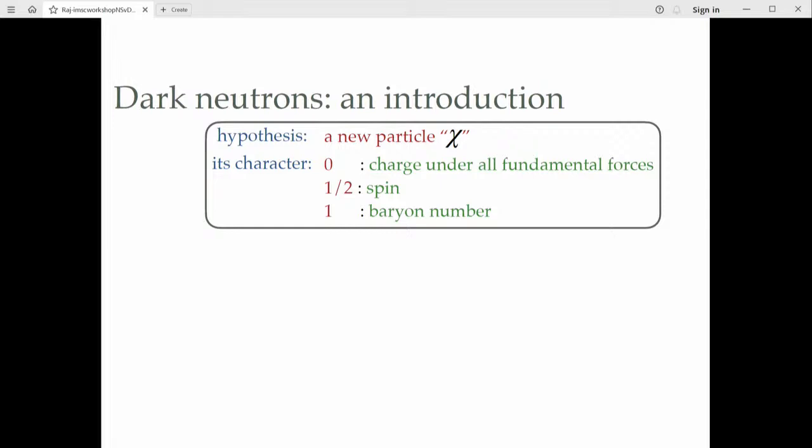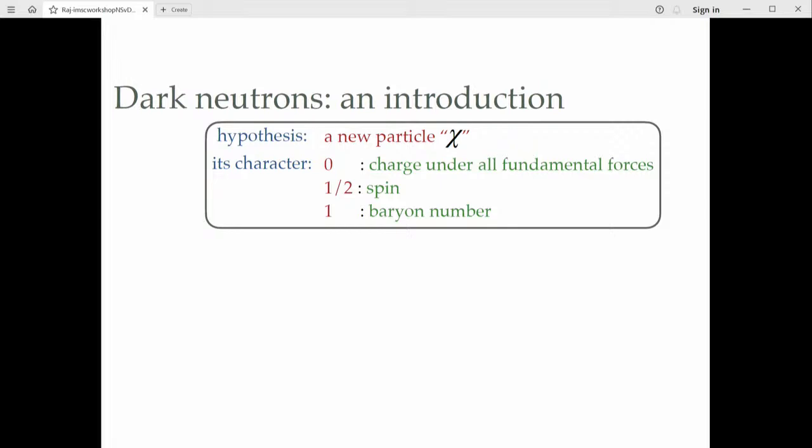So in this model, you hypothesize a new particle, let's call it chi, and characterize it thus. It's charge neutral under all fundamental forces of the Standard Model. Let's give it a spin half, make it a fermion, and the special thing here is I'm going to give it a baryon number 1, okay, and we'll see why.